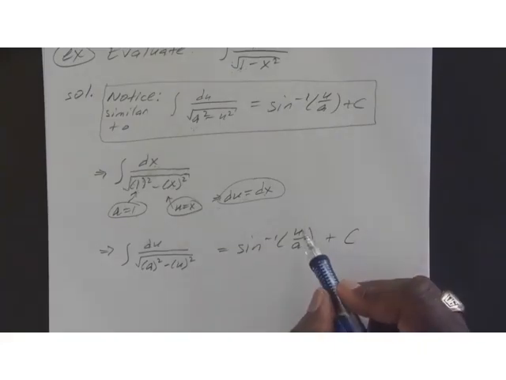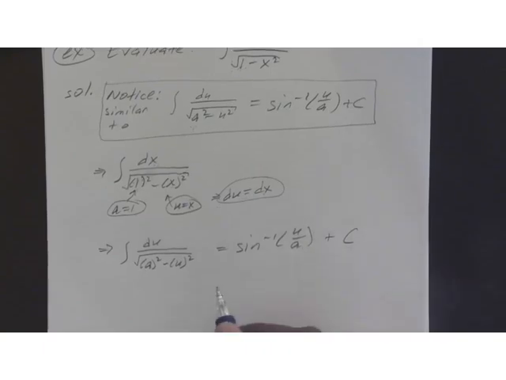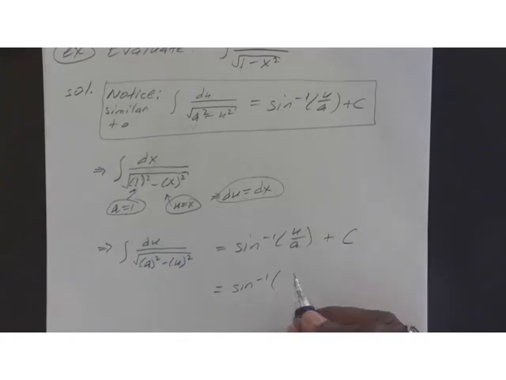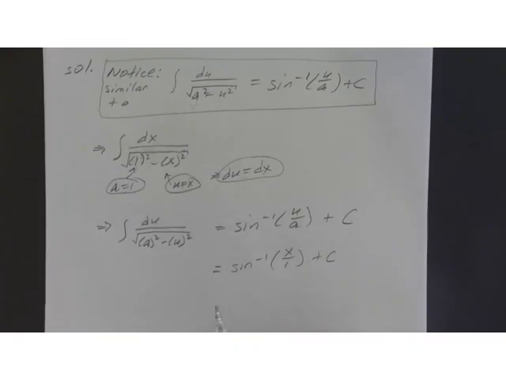And then right here, all I do is replace the u and the a. So that's sine inverse of x divided by 1 plus c, which is sine inverse of x plus c.